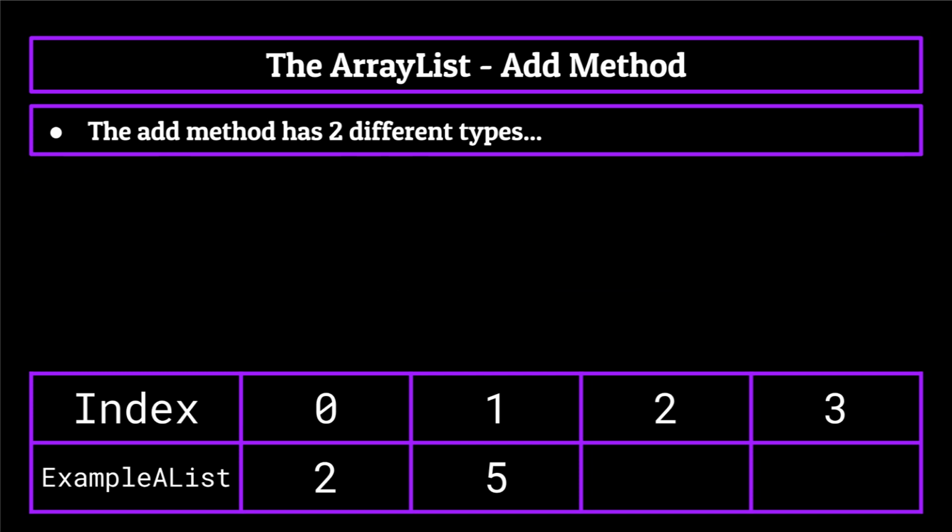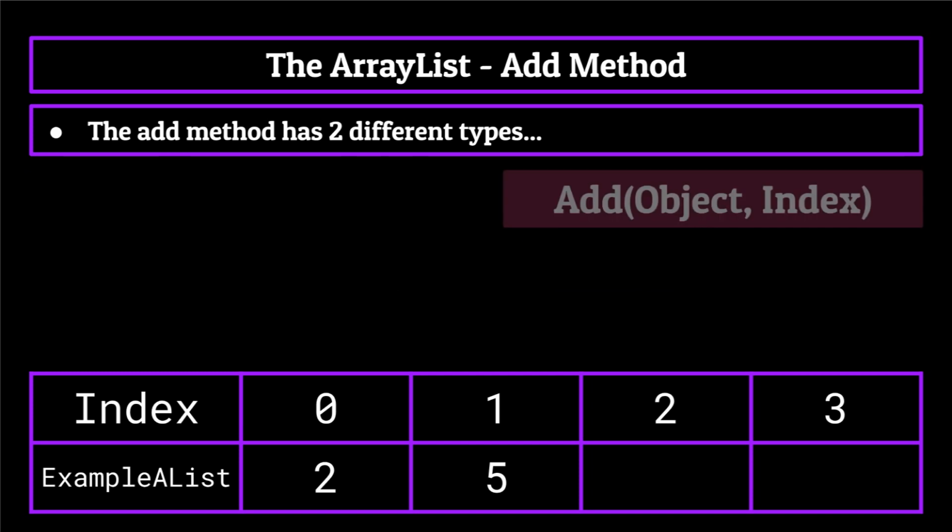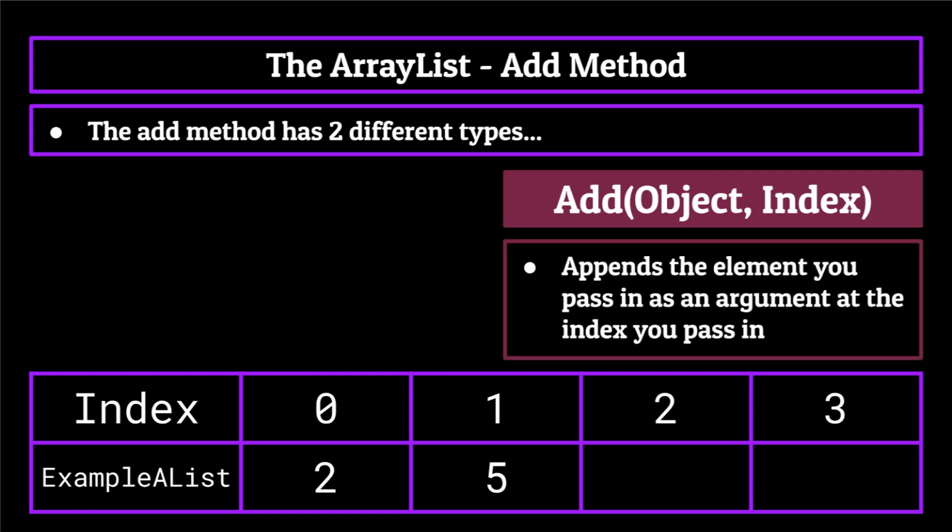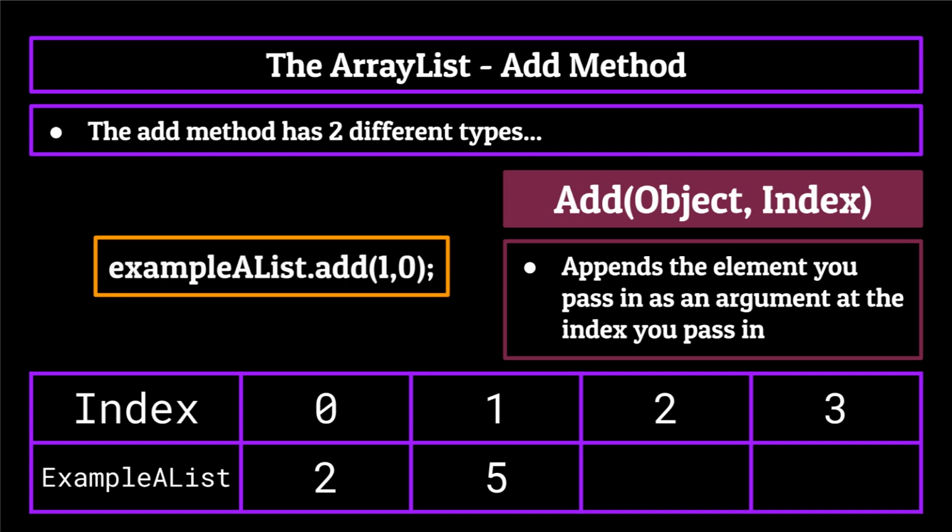Moving on to the second type of add method, one which takes in an object to add to the array list as well as an index to place it at. This one works very similarly to the previous, only it makes sure that the object that you're adding is appended at the index provided. Again, let's say now we want to add the number 1 to our example array list, but we want to make sure it's placed in numerical order, in this case at the 0th index. What we would do is call the add method, providing the integer 1 as an argument, in addition to the index 0 we want to add to the array list.